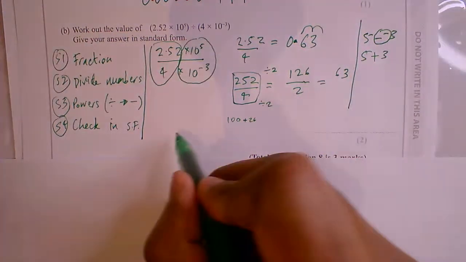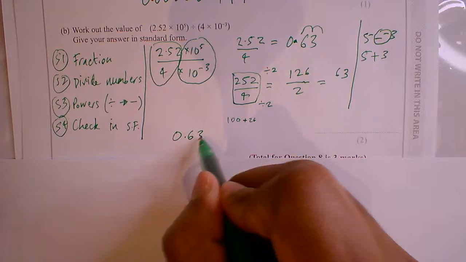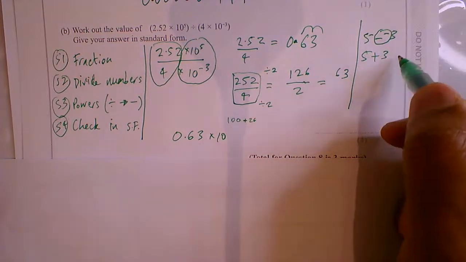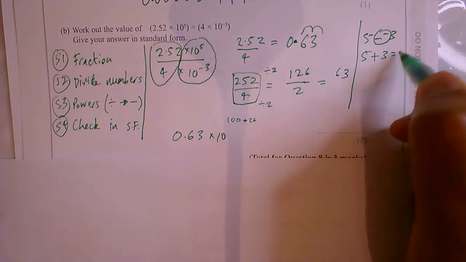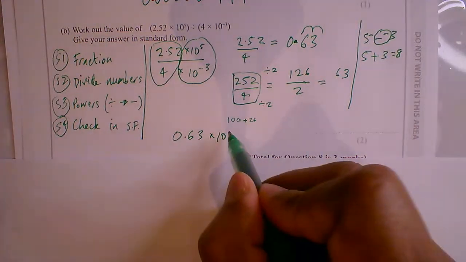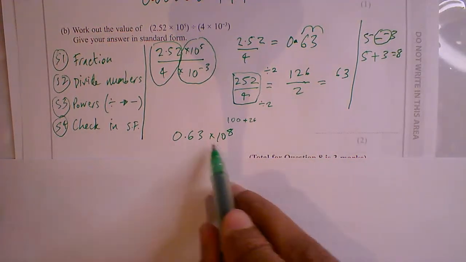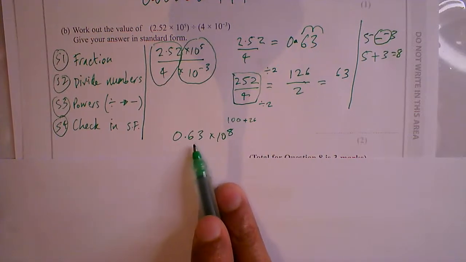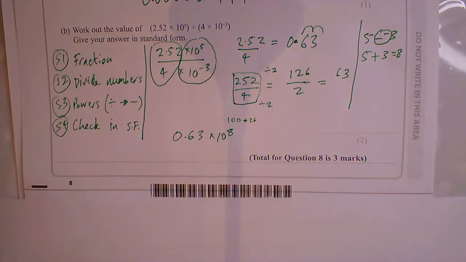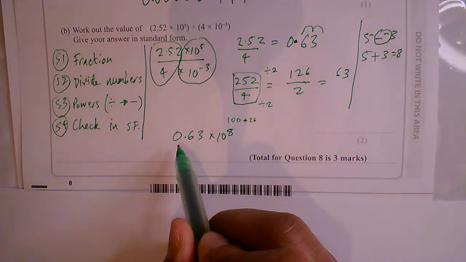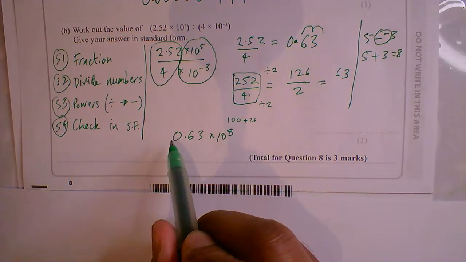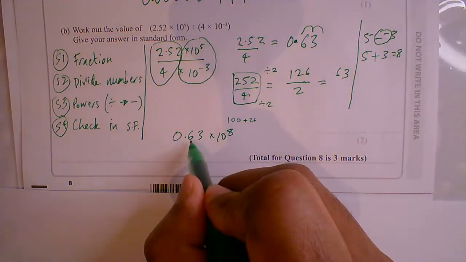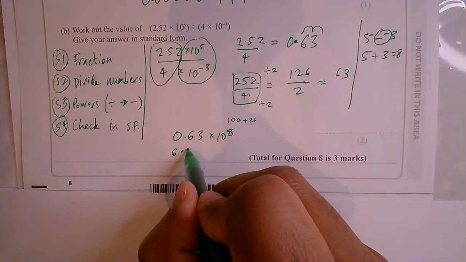So this now becomes 0.63 times 10 to the power 5 plus 3, which is 8. I didn't write that down. So that's 8. Now this is not in standard form. So that's my last check. Check if it's in standard form. Standard form starts with a number that's between 1 and 9, or less than 10. So 0.63 is not. So I need to multiply this by 10, which gives 6.3.